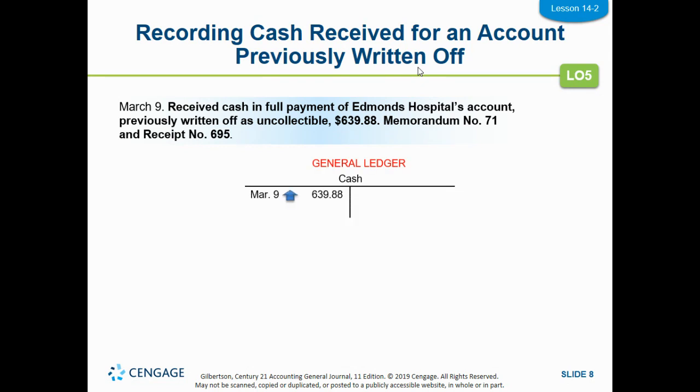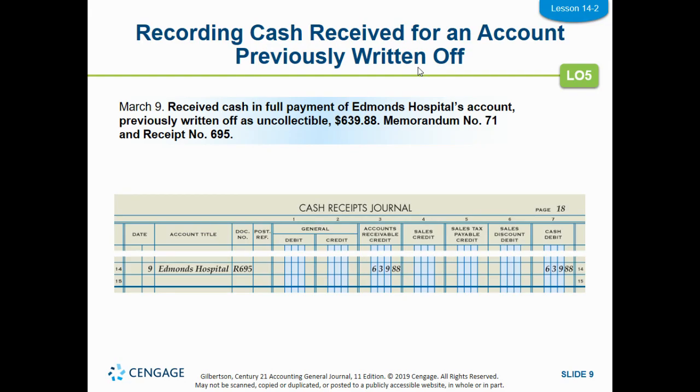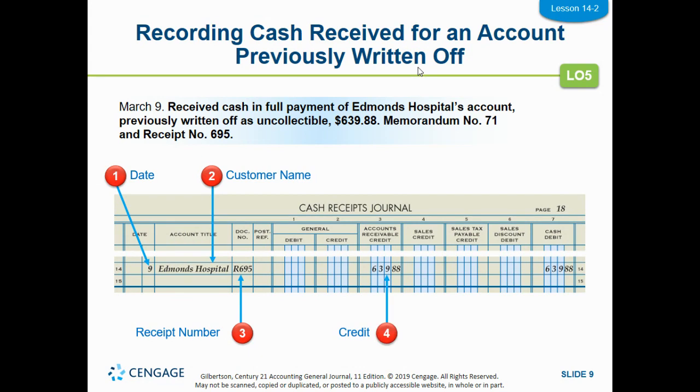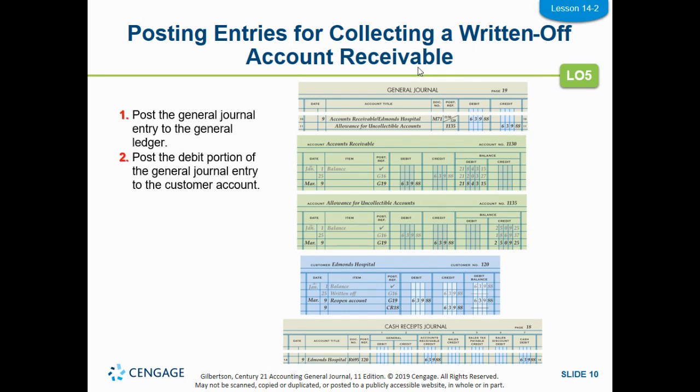Because they paid me cash, so I'm going to be debiting cash, but where do you think the credit's going to go? Yeah, the accounts receivable and also Edmonds Hospital. So that's going to put it back to a zero balance, right? Let's look at how that posting would look. Because this is receiving cash, that means it's going to be in our cash receipts journal. Okay, got the date. Going to list Edmonds Hospital there. My source document, receipt 695. It's going to go on the accounts receivable, and also Edmonds Hospital as a credit. Okay, and then there is my debit to cash. So then when I post, what does that look like?